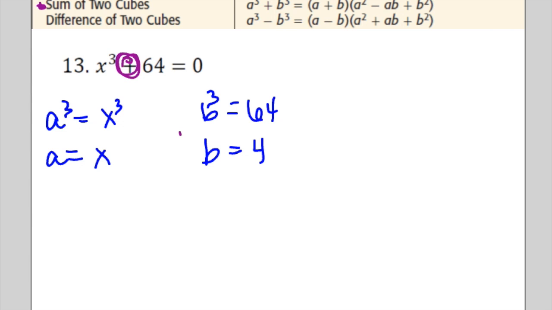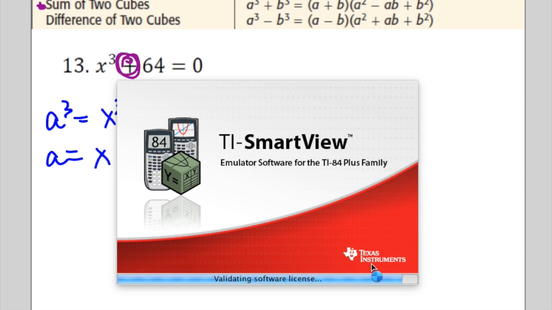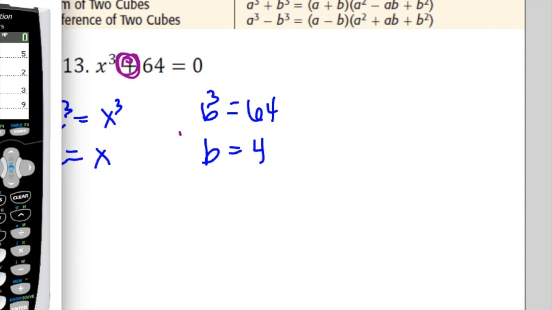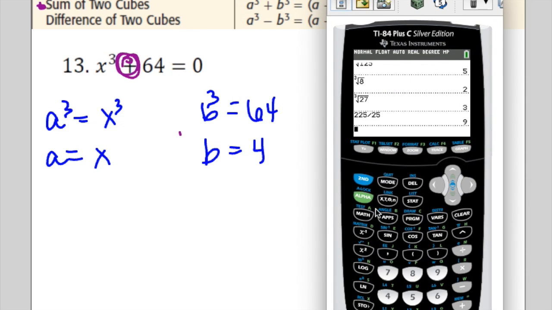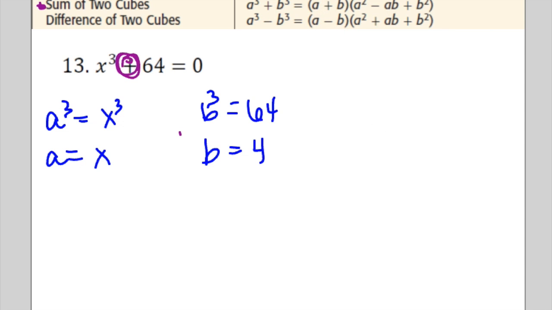Once again, remember, if you don't know, my calculator, I already shut it off. So if you don't know, you can go ahead and plug it into there. Oh, that opened a lot quicker than I thought. So if you didn't know, you go math, number 4, arrow down or hit number 4, and then type in 64. Cube root of 64 is 4. So there we are. Now I'm just plugging it in.